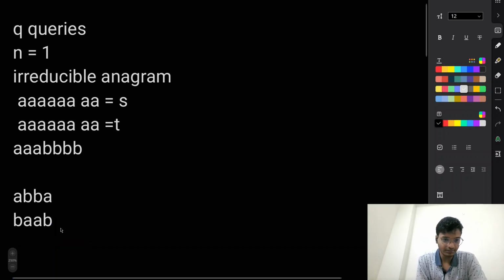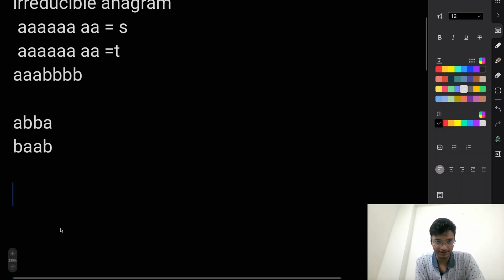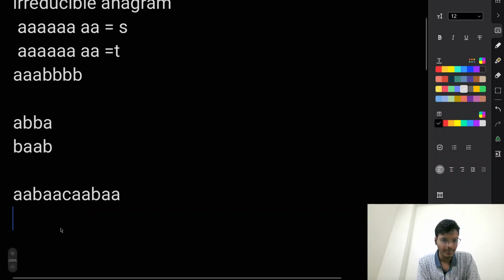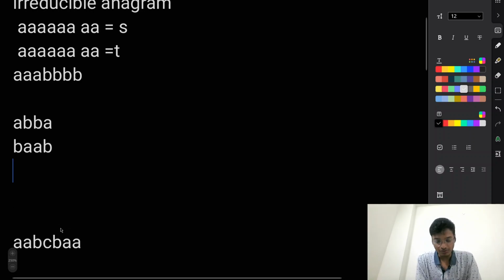What if there are three different characters? So let's suppose AA, B, AA, C, AA, B, AA. Wait a second, maybe I should choose a better example. This one. So what if the first and last characters are equal, and what if the last character is not equal?